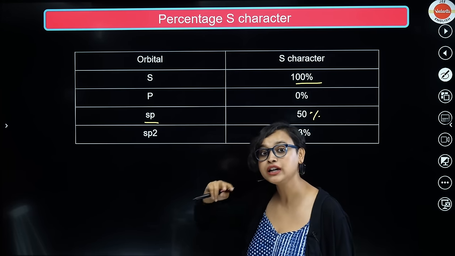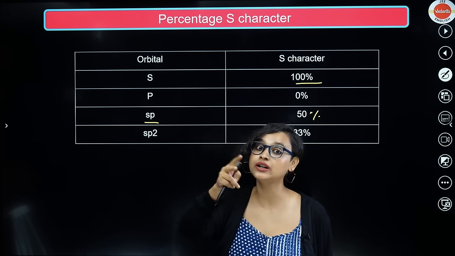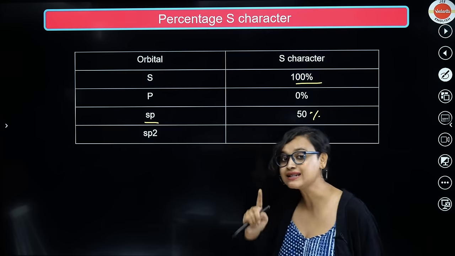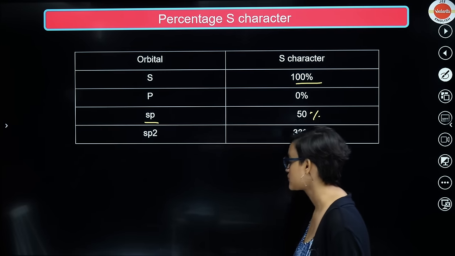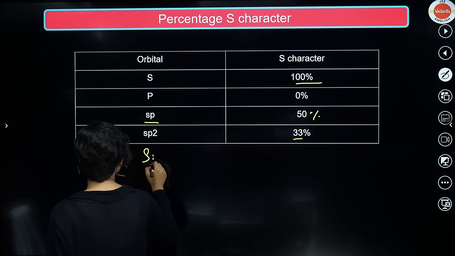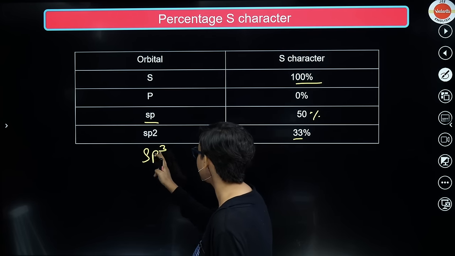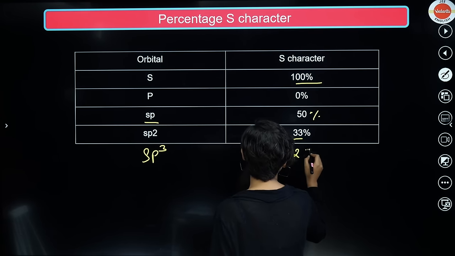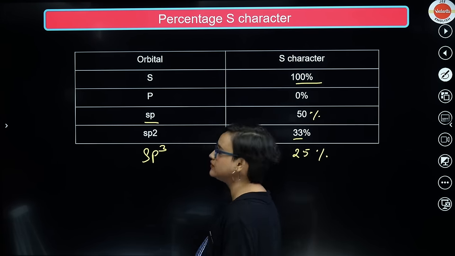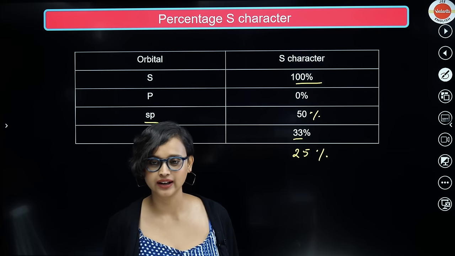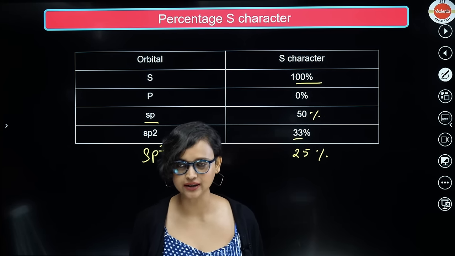If you have sp2, then 100% will be divided into 3. That means that s character will be 33%. Now, what if you have sp3? sp3 means there are 4 orbitals here. So that means it will be 25%. Getting it? Yes? All right.